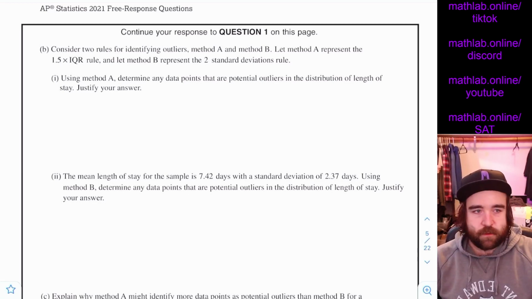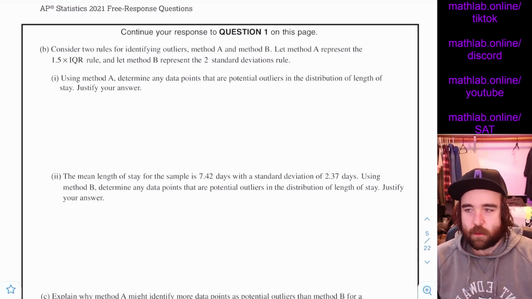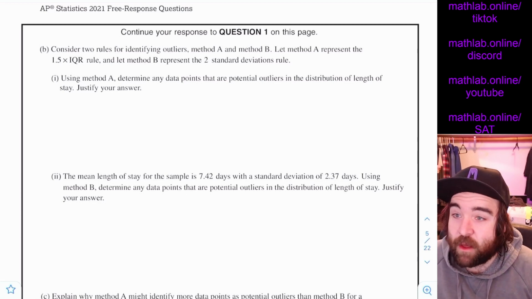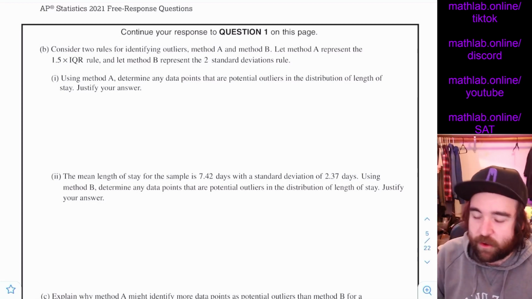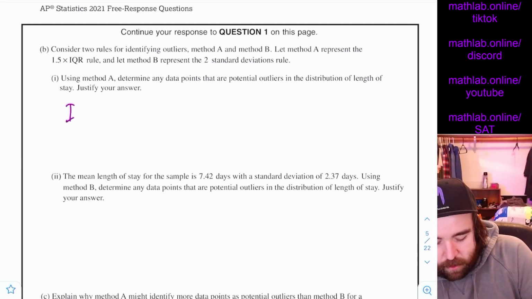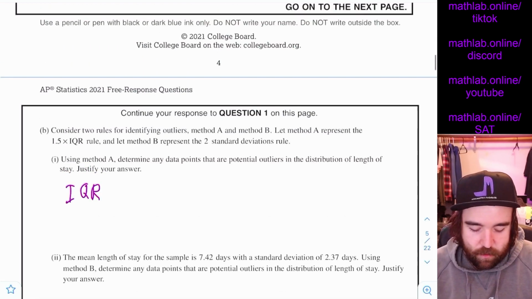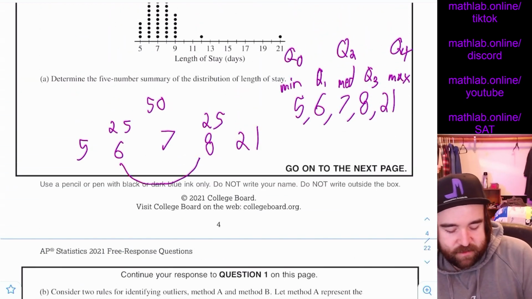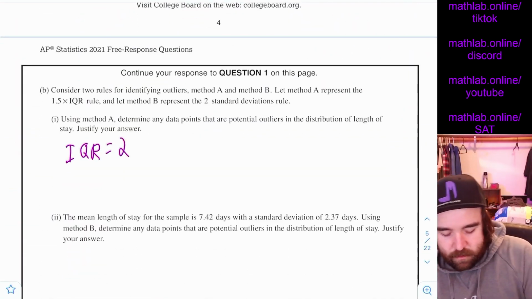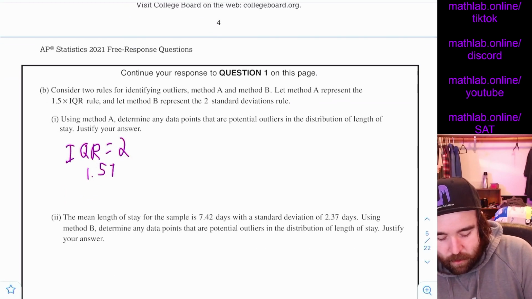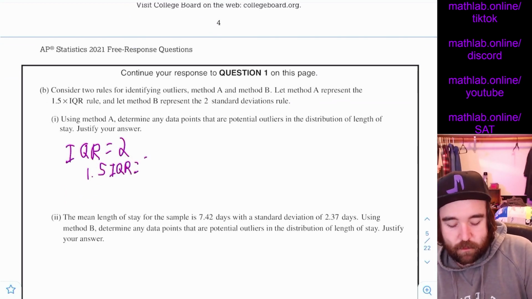Consider the 2 rules for identifying outliers. Method A and method B. Ooh, I kind of thought there was just one. Let method A represent 1.5, got it, and let B represent, oh, okay, 2 standard deviations rule. Using method A, determine any data points that are outliers in the distribution. Right, so method A is 1.5 times IQR. So first we have to find IQR, interquartile range, which is exactly what it sounds like. The range of the interquartile, 6 to 8. So it's equal to 2. So 1.5 times IQR is equal to 3.